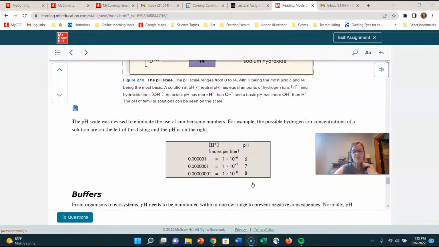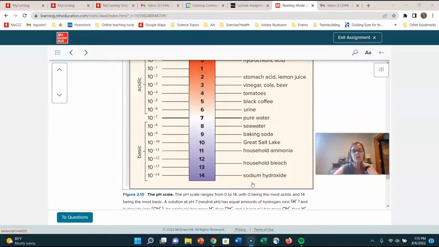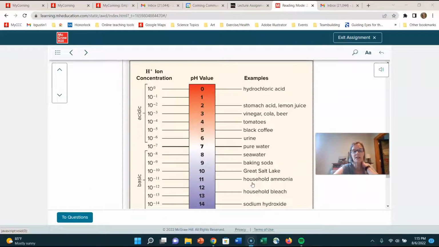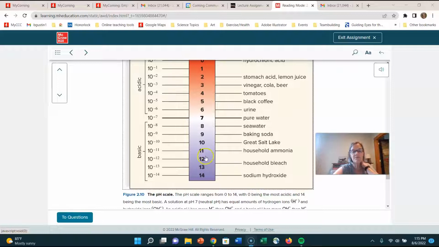And the last thing I wanted to talk about, another important thing about the pH scale, is that from each number in the pH scale, you get a 10 times difference. So pH 7, pure water, to pH 6, where urine typically is, is 10 times more acidic. So urine is at least 10 times more acidic than water.